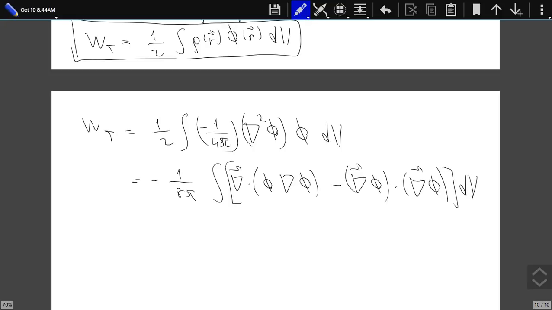I'm basically using the chain rule. If you take the divergence of this term, you get the gradient of the first one dotted with the gradient of the second one, which will be cancelled by this one. And you will get the first one multiplied by the divergence of the second one, which is the Laplacian of phi. But in this form, the first term is the divergence of a vector field integrated over a volume. It becomes a surface integral.